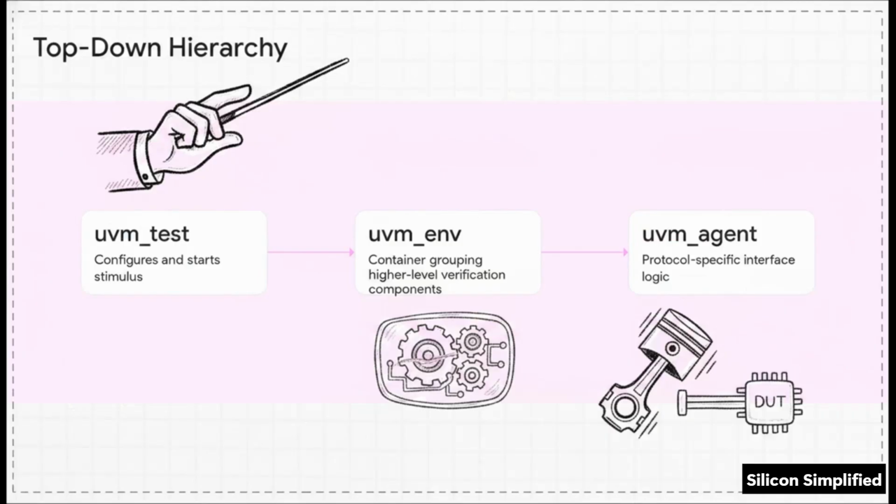So, building our static hierarchy from the top down, the UVM test is kind of the master orchestrator. It sits right at the top, it's dynamically instantiated at runtime, and it handles configuring the test bench. Inside that test, we nest the UVM environment, which is really just a container that groups our higher-level verification components together. And then inside the environment, we instantiate our specialized UVM agents. These are basically the engine room of our factory, directly managing the interface to the design under test, or DUT.